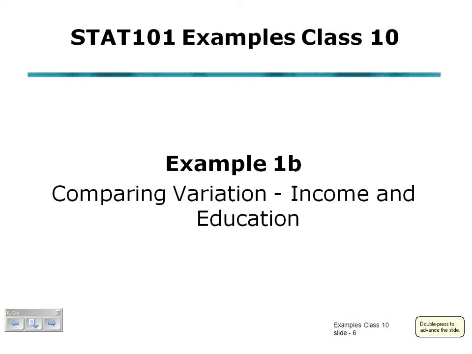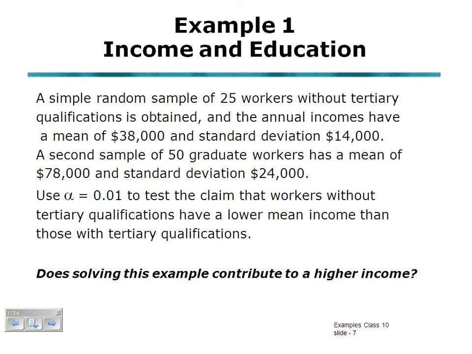This is examples class 10, example 1b. Our first example was to compare the means of two samples. In this example, we're going to determine whether it would be reasonable to assume equal variances. In example 1, we looked at the mean difference and we made an assumption of unequal variances. So now, is it reasonable to assume unequal variances?